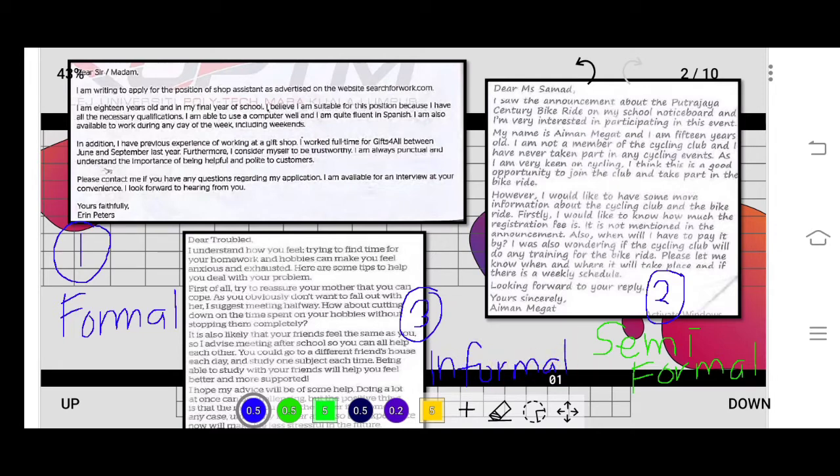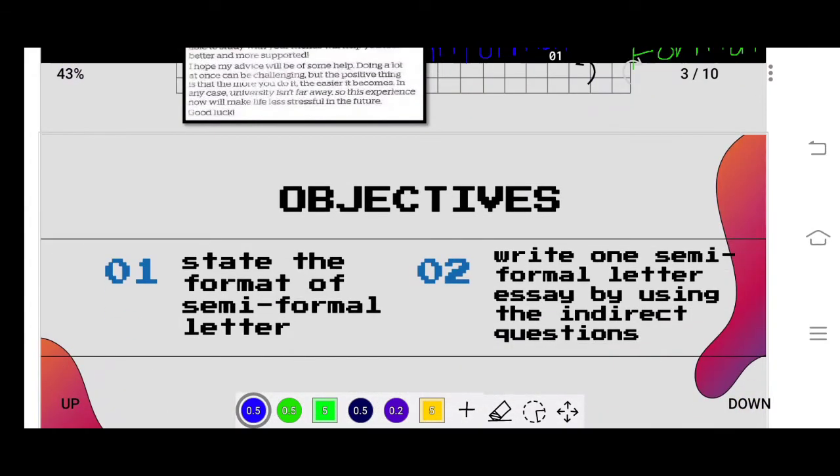Basically, the difference between those three is their purpose of writing. They have different purposes of writing between the formal, semi-formal, and informal ones. Okay, do you understand? Okay, good. Let's move on to the next one.